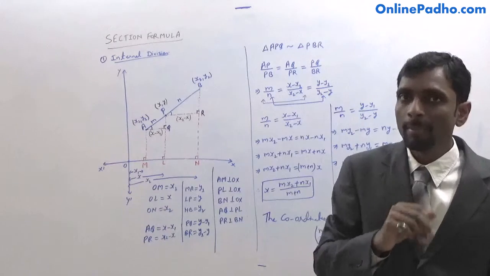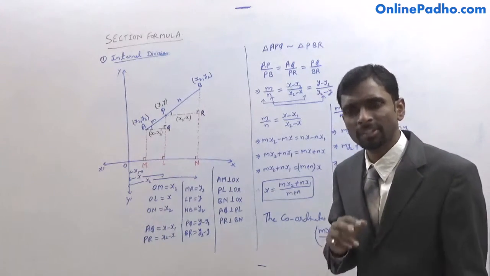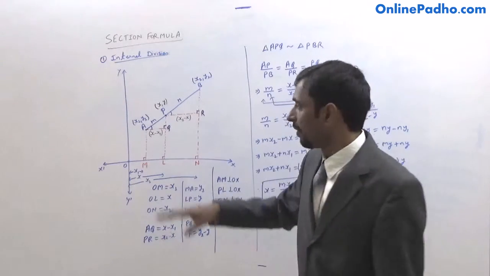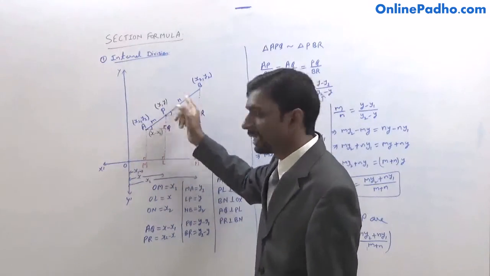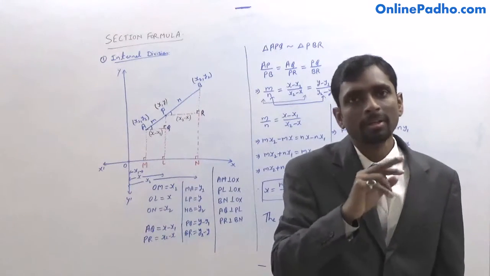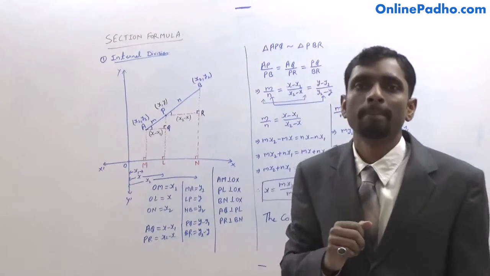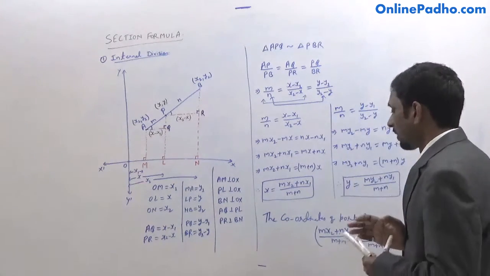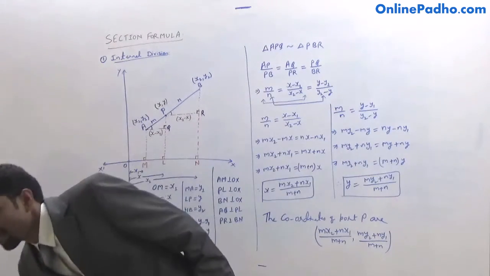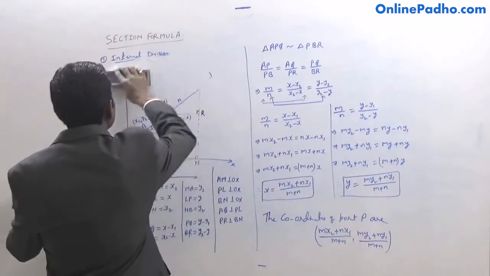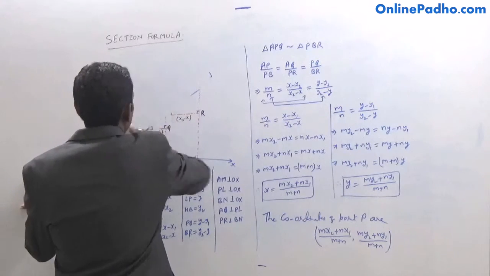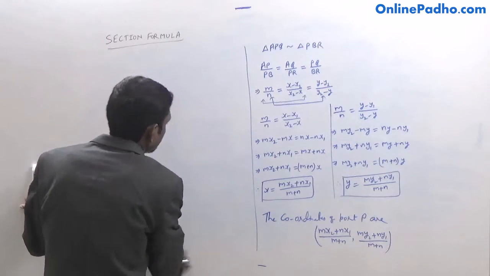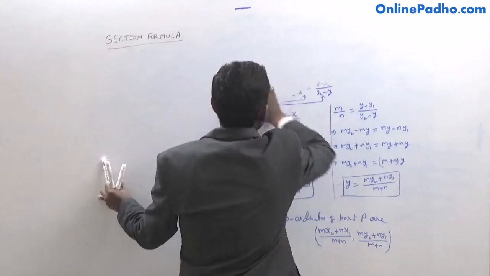So two different types of questions can be asked in this topic. First question, to find the coordinate of point P, and the second question, if all the 3 points are given, to find the ratio. So these two are very important questions in this section formula, right? So let's see how to find these things. We have some different parts of section formula also. This was the first part of section formula, which is called the internal division.